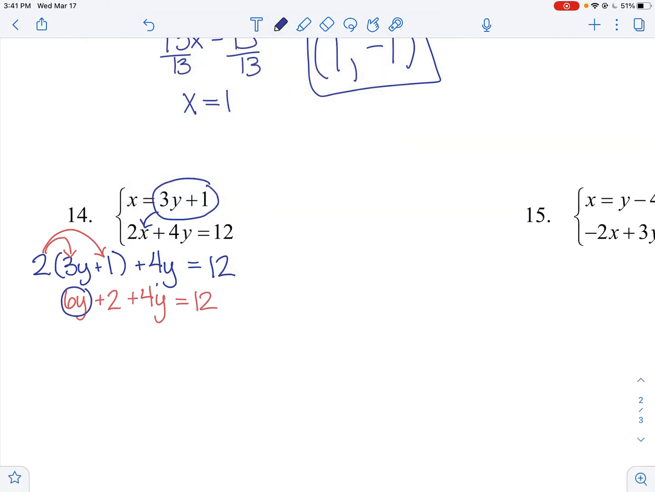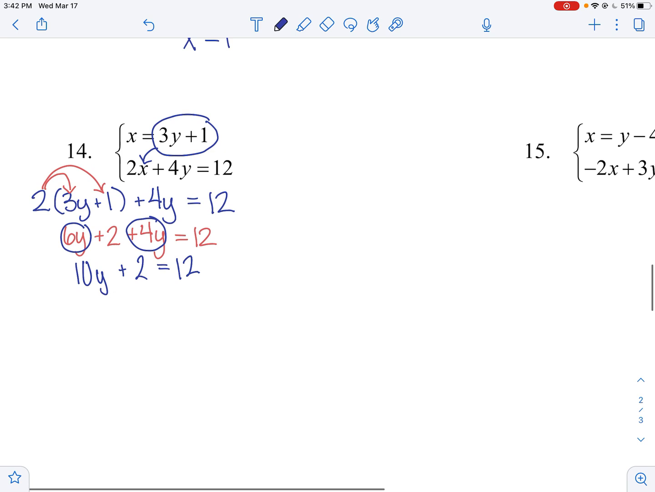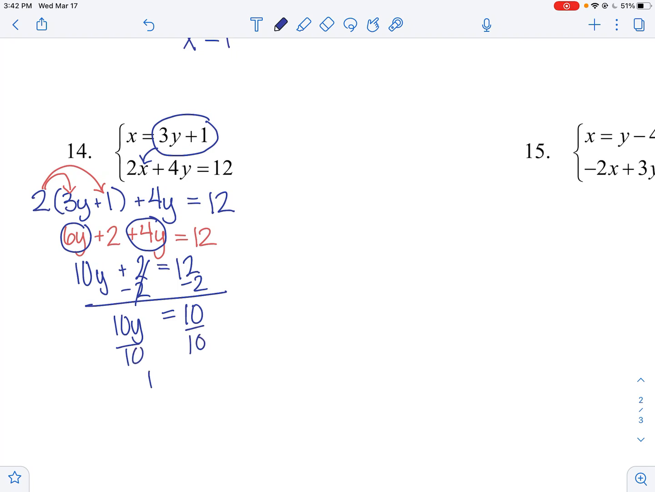Then 6y plus 4y. We can combine like terms even if they're not right next to each other. 6 plus 4 would be 10y. Then we have the plus 2 equals 12. We only have the variable on one side, so that's good. Now we need to move the other numbers over. So instead of adding 2, we're going to subtract 2. So 10y equals 10. And we divide by 10.